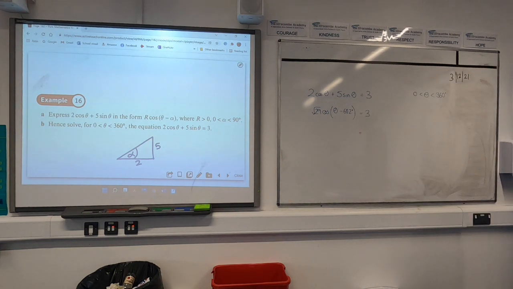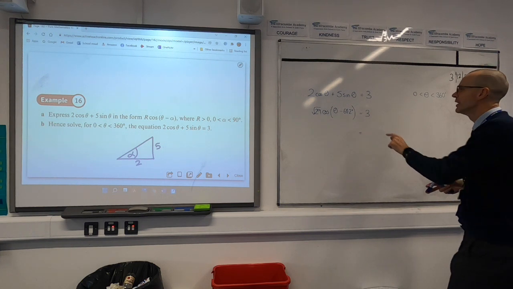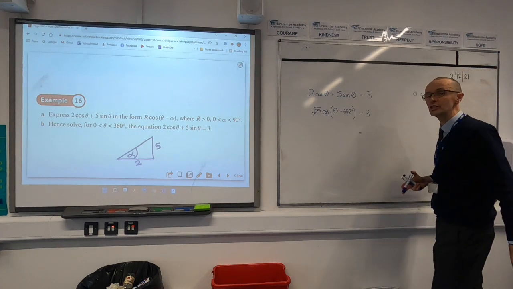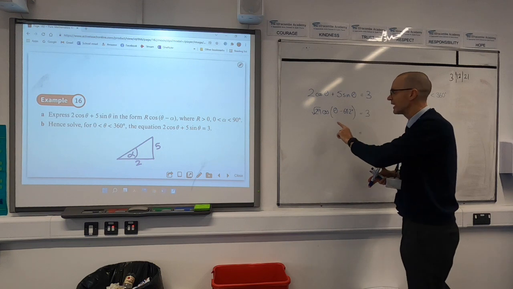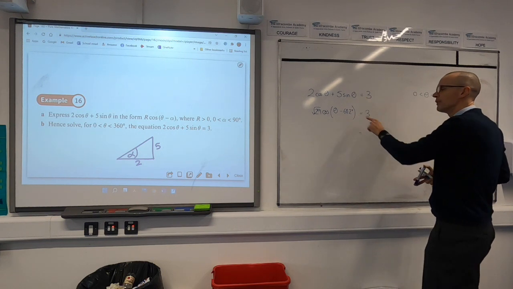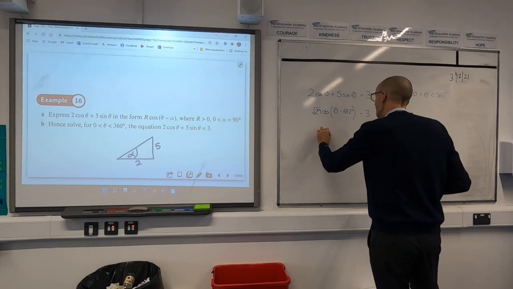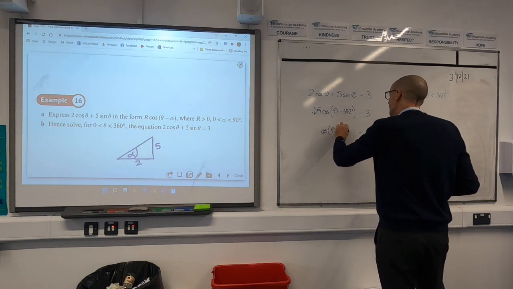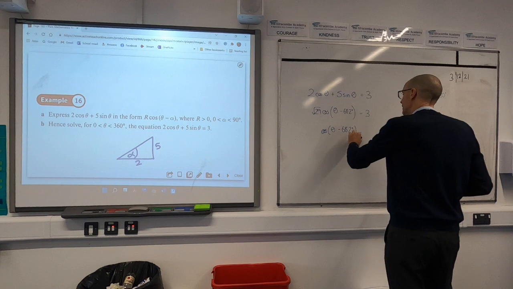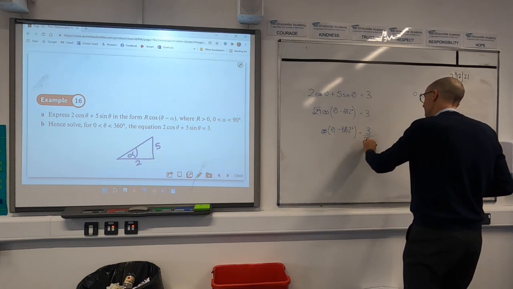So can we see how this one is going to play out? We are hence asked to solve this equation, but I've just shown that this is the same as this. So I can rewrite it like that. And now I'm going to divide both sides by square root of 29.